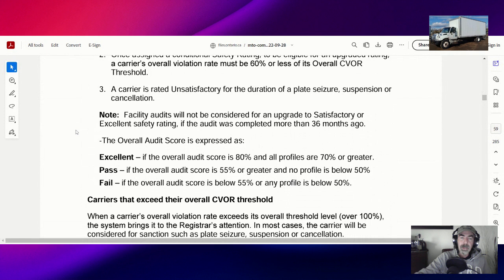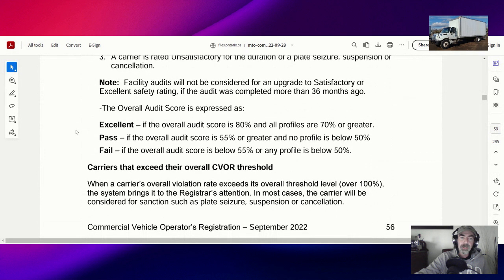A carrier is rated unsatisfactory for the duration of a plate seizure, suspension, or cancellation. Note, facility audits will not be considered an upgrade to satisfactory or excellent safety rating if the audit was completed more than 36 months ago.